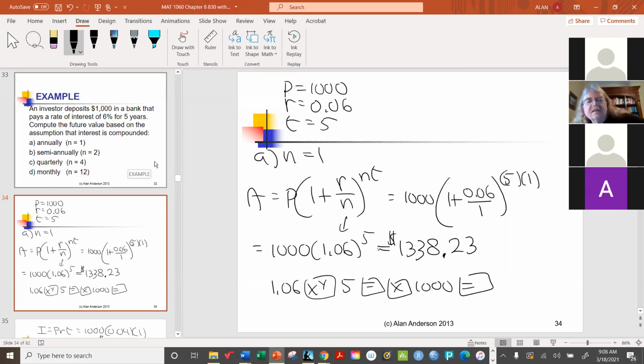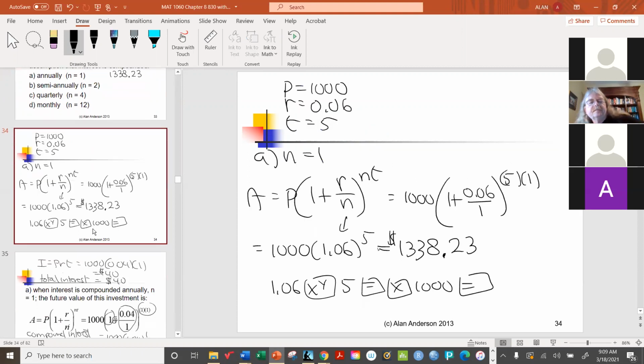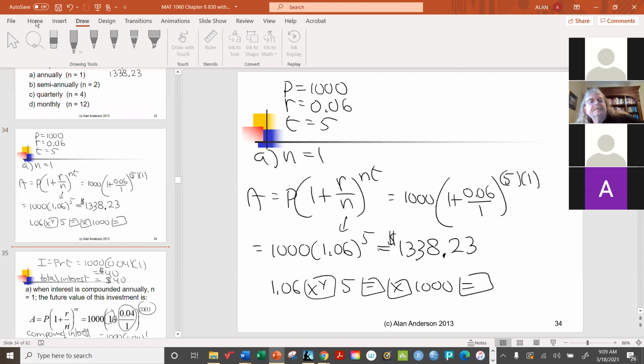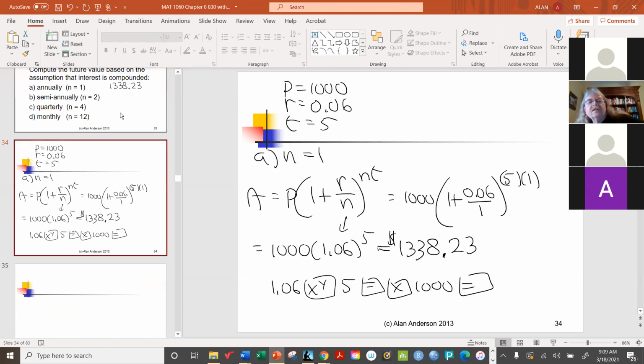All right. Well, you know what that means? It's time to try semi-annually. Oh, and I'm going to write these answers in here so we can see them all together in one place. And then, of course, you should expect that the next one will have a higher value because of semi-annual compounding. All right, so this time do everything the same except that n equals 2.